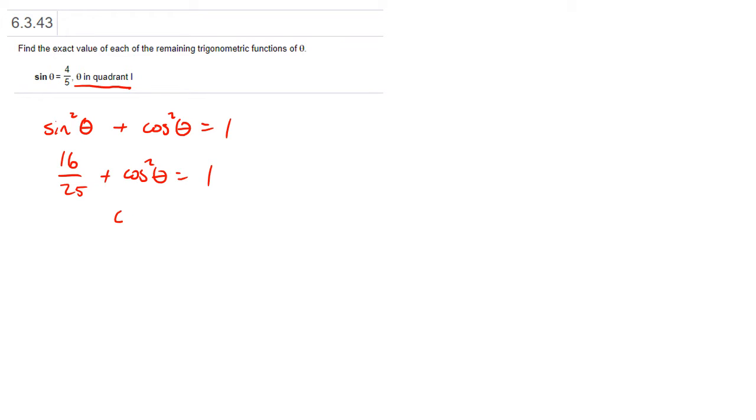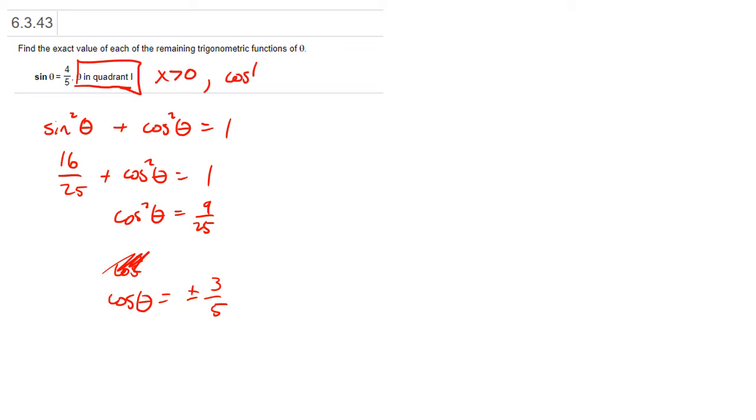If I subtract 16/25 from both sides, then I can take a square root. Sorry, not cos squared, now it will just be cos theta. Taking the square root of this, I'll get plus or minus 3/5. In quadrant 1, x is positive, so the cosine of this angle should be positive. So the cosine of theta is 3/5.